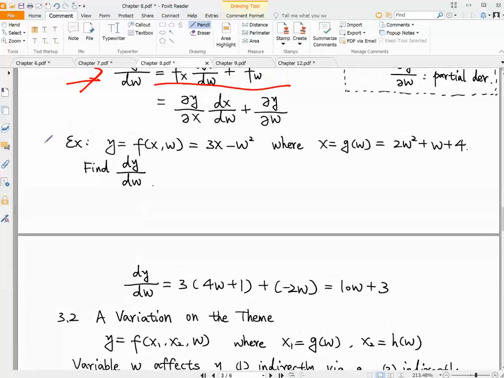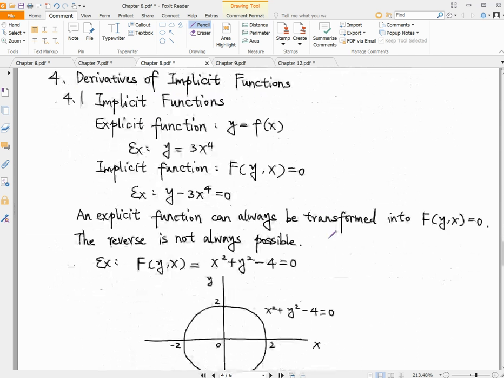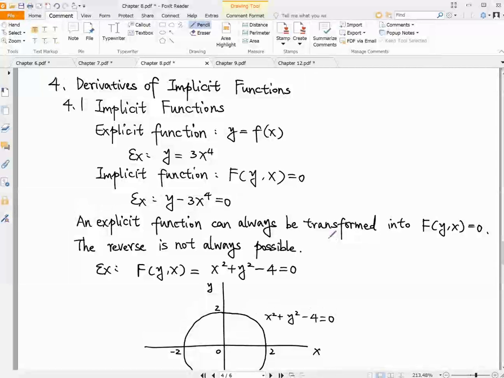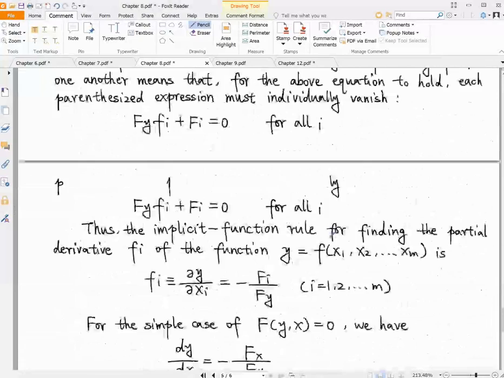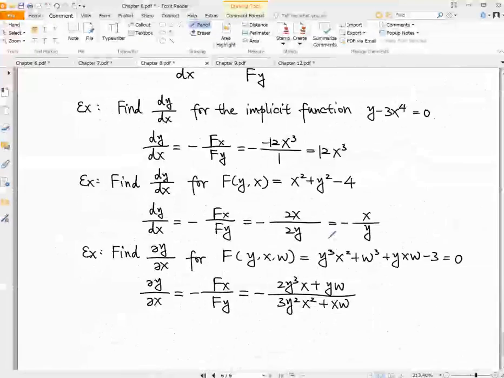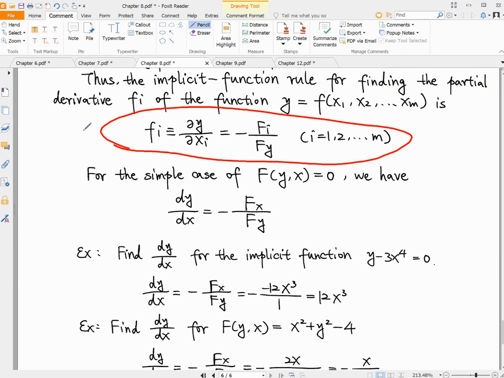Anyway, all the important concepts follow from some of the examples. That's why it's important to know the examples here, right? And for implicit functions, the most important thing is this formula here. So this is the most important thing.